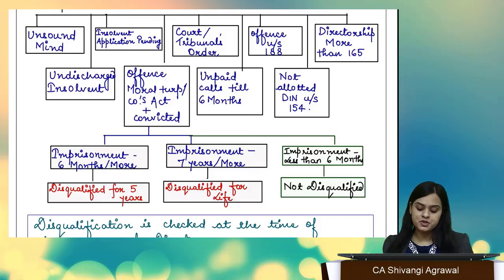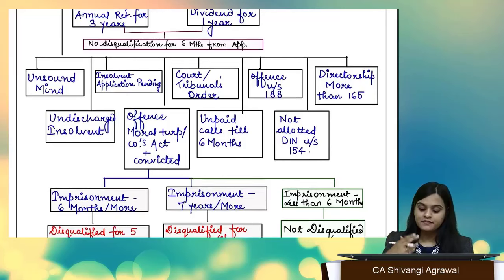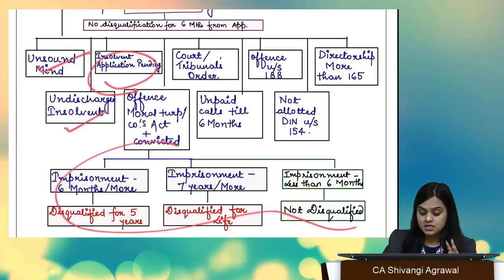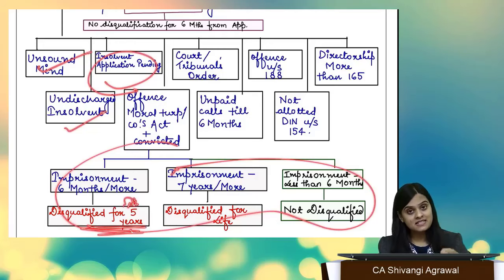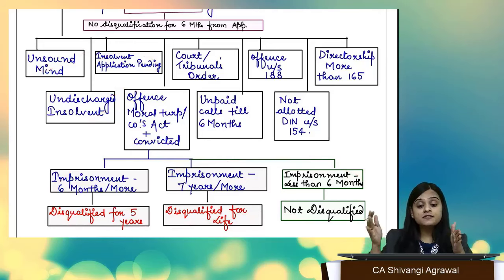Whatever disqualification we are checking is of course at the time of appointment of a director. So whenever you want to appoint, you check whether the person is of unsound mind, an undischarged insolvent, whether his application is pending, whether this disqualification is attracted to him. For 5 years he will be disqualified. 5 years from the date of, not the court's order, but from the date of expiry of his sentence. So when he has completed his tenure of imprisonment of 1 year, 6 months, 2 years, whatever it is, after that he is disqualified for 5 years.